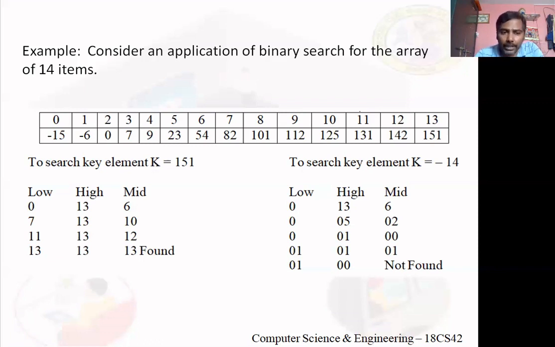I repeat, low represents the index of the first element in an array or its subarray. Why subarray? I'll tell you later. Clear? So what does low represent? The index of the first element in an array or its subarray. Similarly, high represents the index of the last element in an array or its subarray.